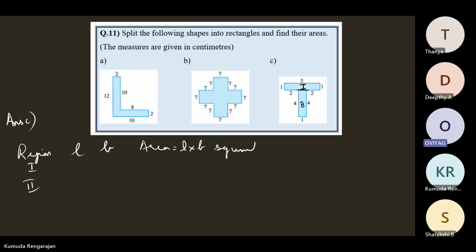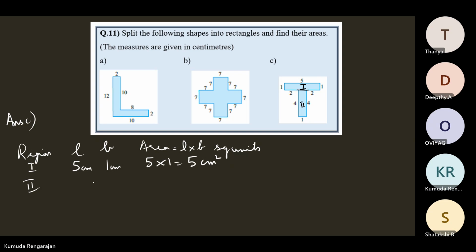Ma'am, so the length is pi and the breadth is 1, ma'am. Very good. So area? Ma'am, so area is equal to 5 into 1, ma'am, which is 5 centimeters square, ma'am. Very good.